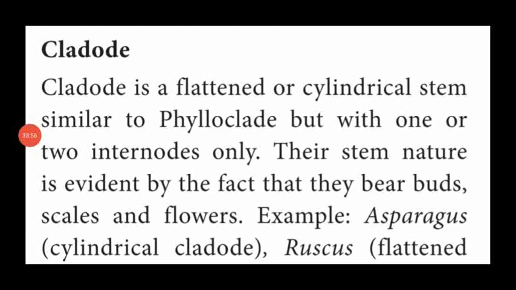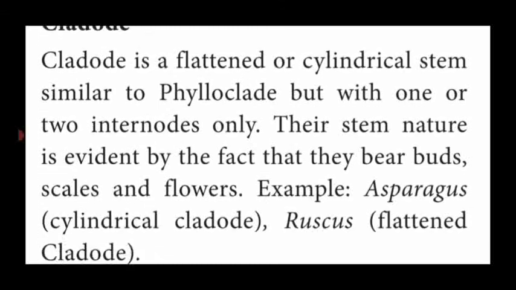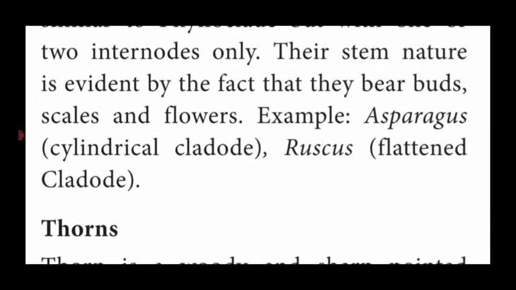Dear students, another type of aerial modification is cladode. This stem is also flattened, cylindrical, similar to the phylloclad, but they are produced with 1 or 2 internodes only. The stem bears buds, scales and flowers. Example: Asparagus, cylindrical cladode; Ruscus, flattened cladode.